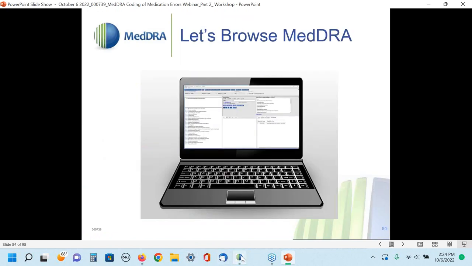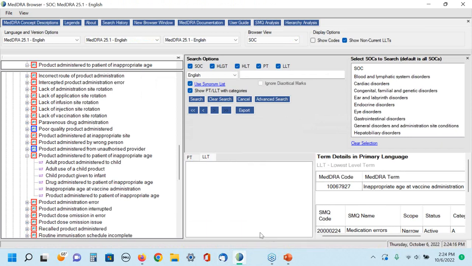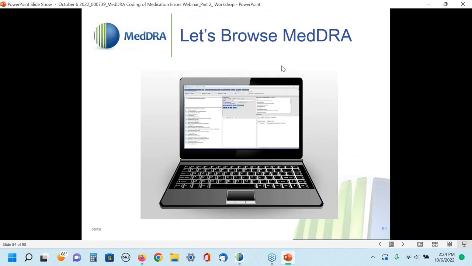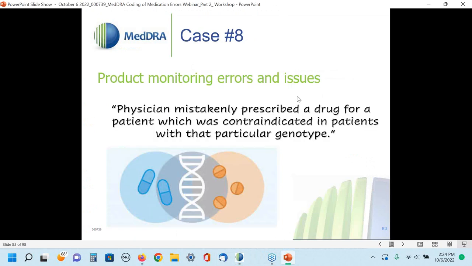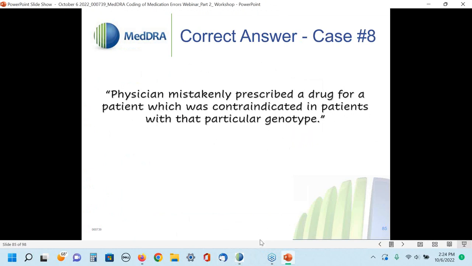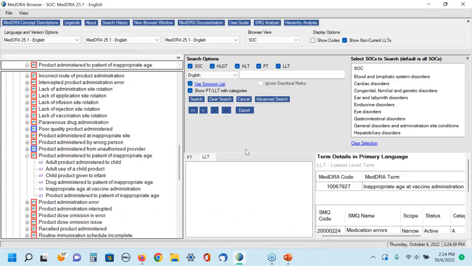So go to the browser. Close all of this. I do want to point out to you that, to me, there are two things here. There's a problem with prescribing error, and there's an issue here with it's contraindicated. Contraindicated where? Presumably in the labeling for the product. So let's go to the browser and see what kind of trouble we can get into.